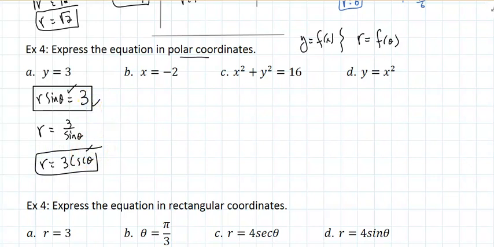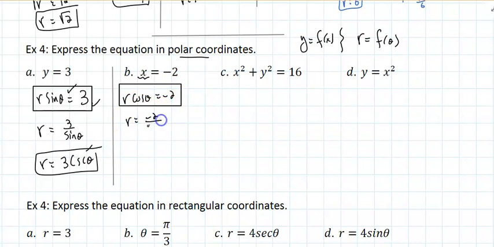Both of those are fine. On a test, once you get y and x out of the equation, you're set. What if they have x equal negative 2? Well, I know that x is r times the cosine of theta. And again, this is a fine answer for the homework or the exam. To match the back of the book, you can divide both sides by cosine. And 1 over cosine is the secant of theta. That would be the answer in the back of the book.